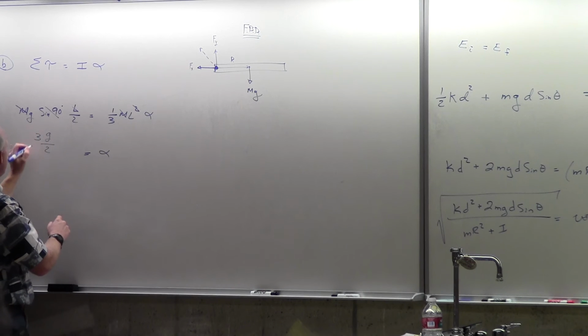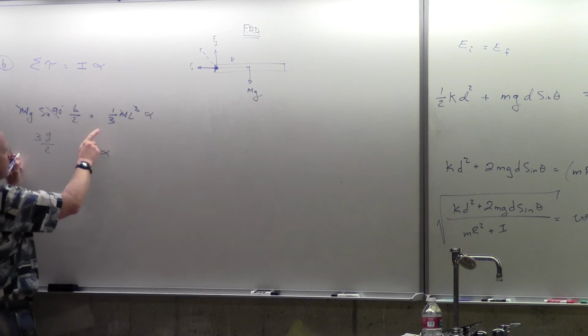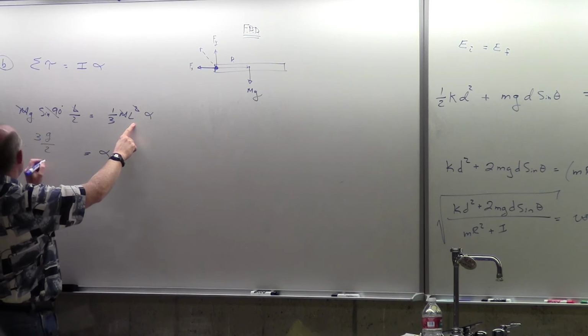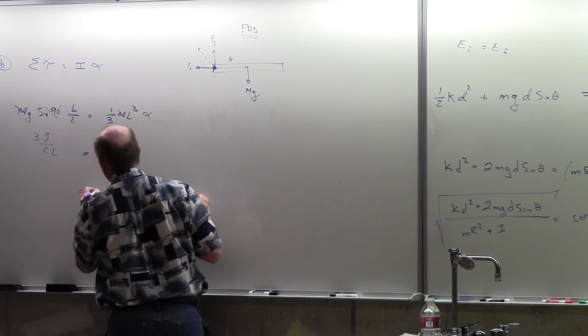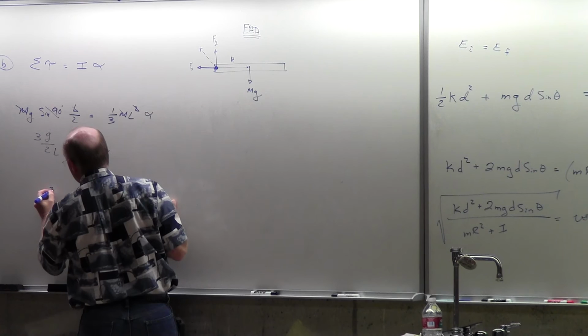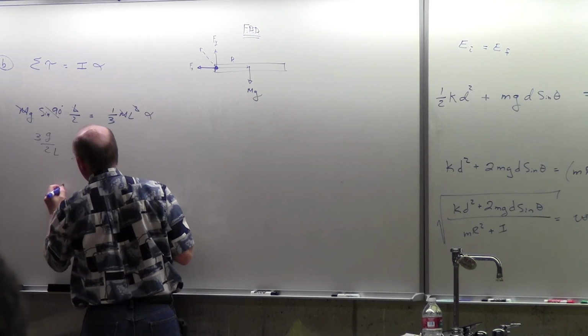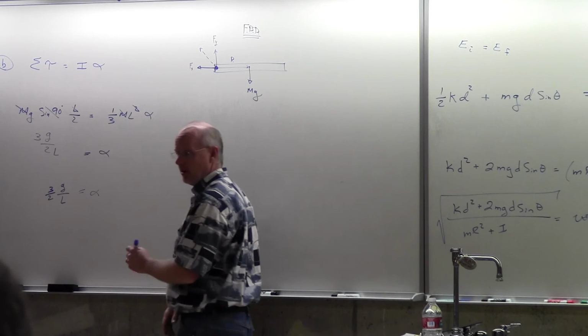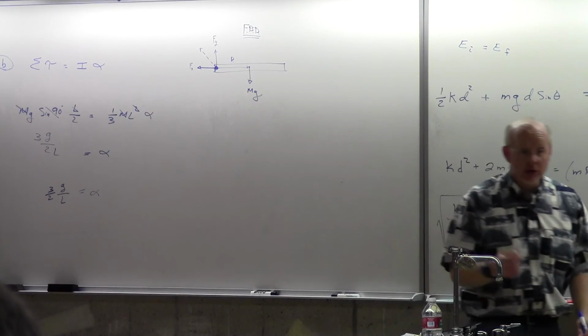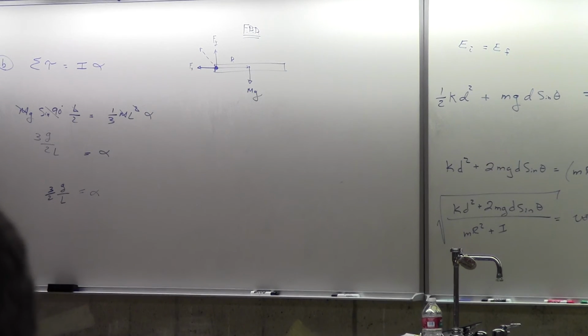Bring the 3 to the other side. Divide by the L and write it a little nicer. This is 3 over 2 times g over L. So there would be the angular acceleration here. Okay.